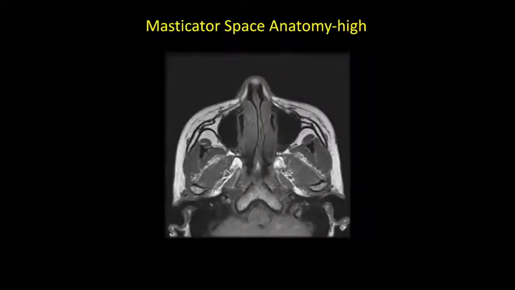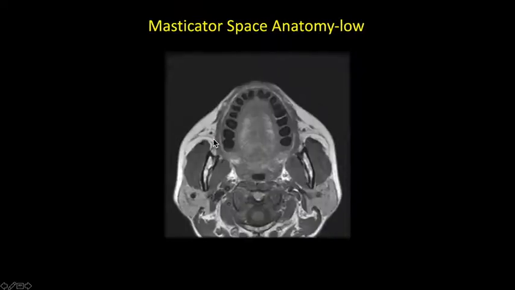Masticator space anatomy now, starting more craniad. We have the masseter, the lateral pterygoid. Here's the pterygoid process. The T is showing you the temporalis muscle. And this arrow is showing you V3, the mandibular nerve. We're just below foramen ovale at this plane, and you can see it sits in this nice fat pad. Just to remind you, the buccal fat more anteriorly, shown by the asterisk.